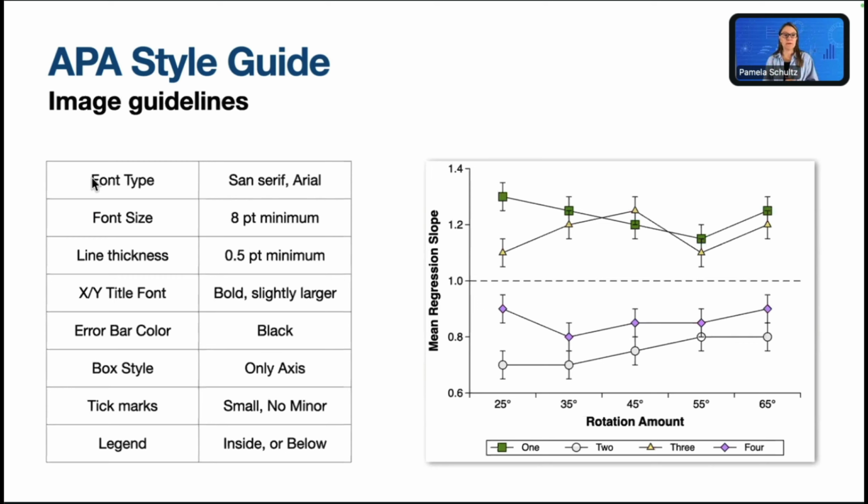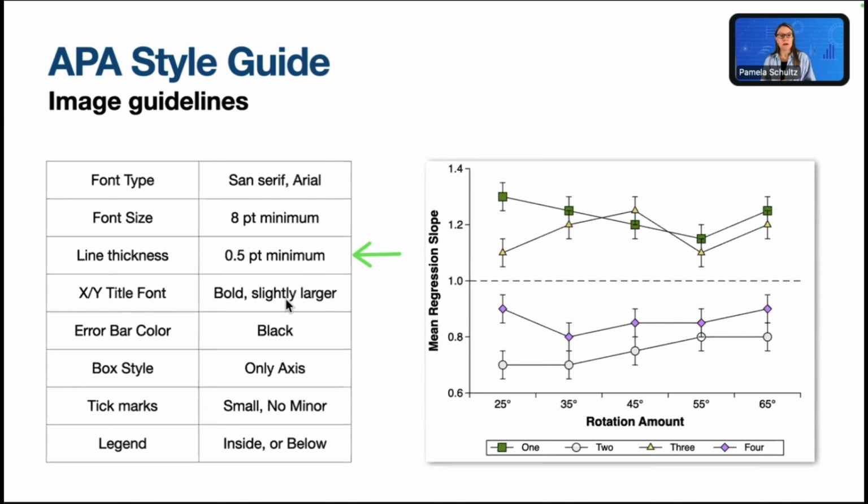Here, for example, you see font type, sans serif Arial. You can use any sans serif font, but Arial is one of the ones that they recommend. 8-point is the minimum. You can go up to 14, although I found that on another website. I actually didn't find that in the guide, but that seems reasonable to me. But 8 is the minimum. You don't want to go below. Line thickness of 0.5. This is the default within DataGraph.